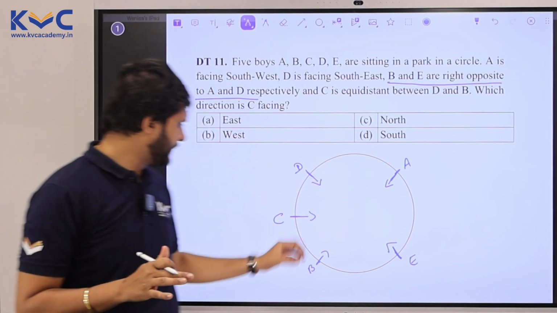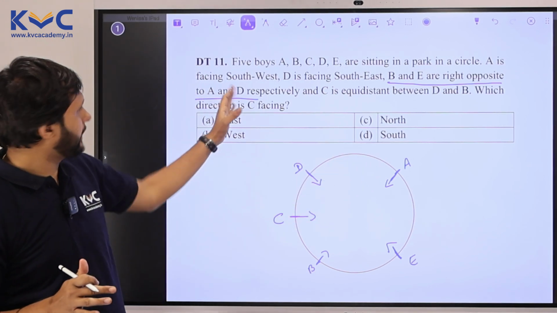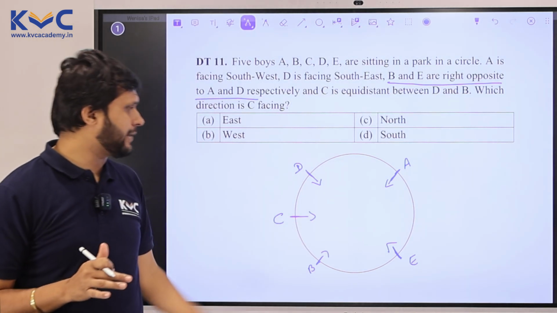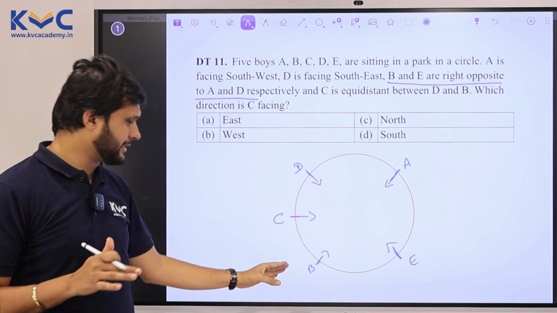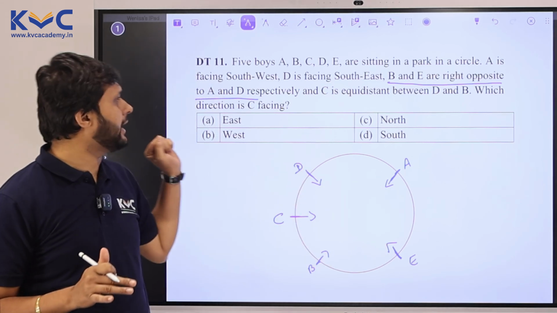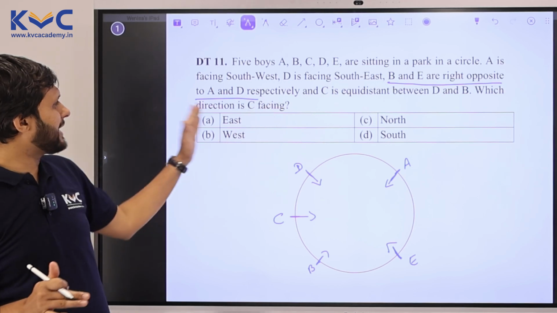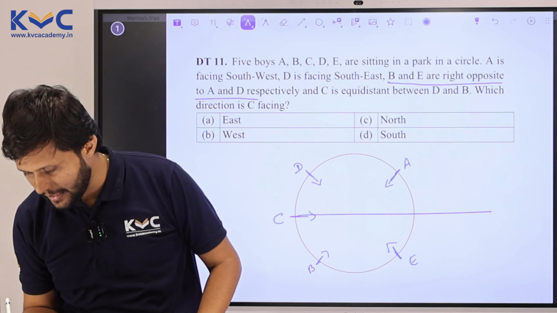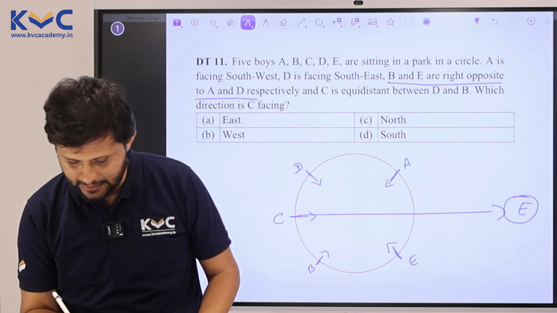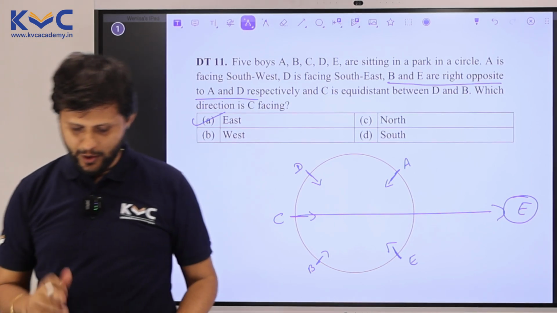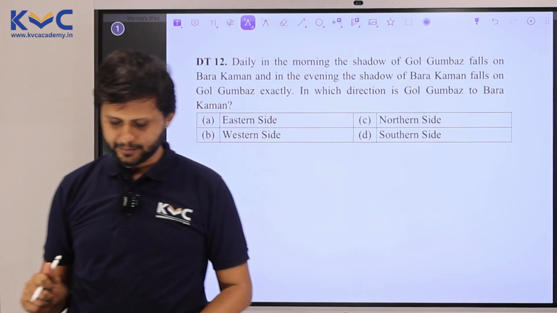A is facing southwest. Correct? Okay. D is facing southeast. And then the opposite side where they are sitting, opposite to A is B, opposite to D is E, and equidistance is C. Now what is the question? Which direction is C facing? C is facing this direction and this direction is east. Perfect. We'll move on to the next question, question number 12.